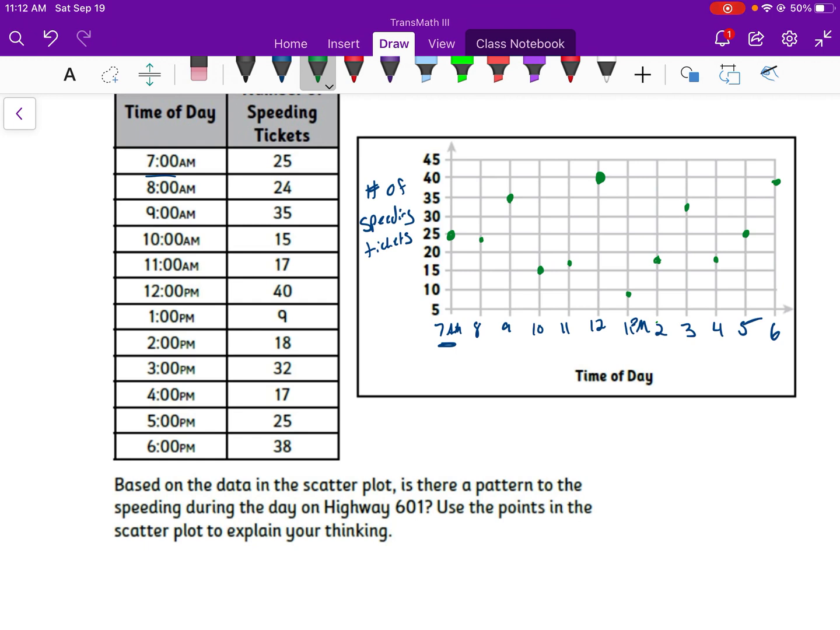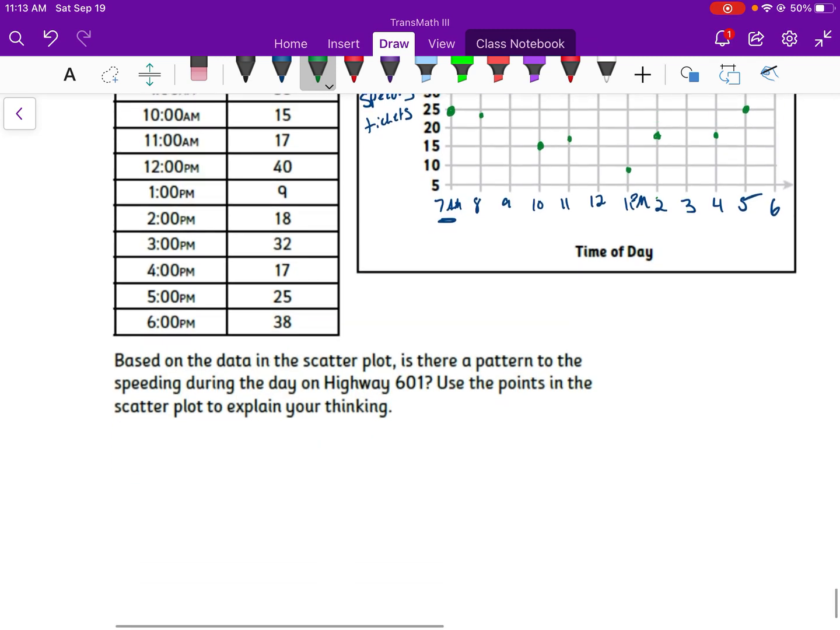So the question is, based on the data on the scatter plot, is there a pattern to the speeding during the day on Highway 601? Use the points in the scatter plot to explain your thinking. What I noticed while reading there is that in the morning, there typically was more. Throughout the day, a little bit less, except at noon, and then towards the end of the day, a little bit more as well.